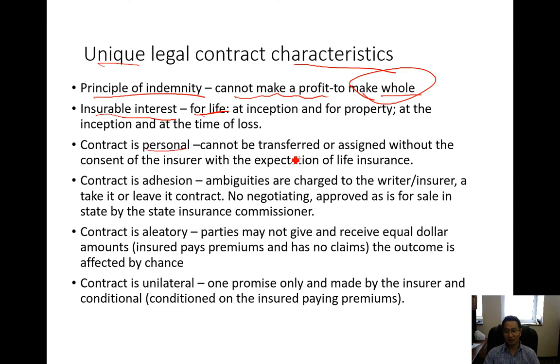It's personal and cannot be transferred; technically, you cannot sell insurance, but these days they have products available on Wall Street. We will talk more about it later. It's a take-it-or-leave-it contract. A lot of contracts are very standardized, and you cannot negotiate. The parties, however, can differentiate between the different risk categories you fall into. They can charge you higher or lower premiums.